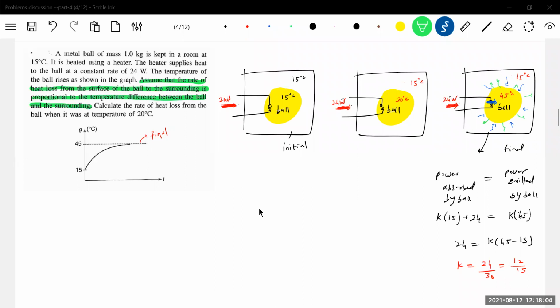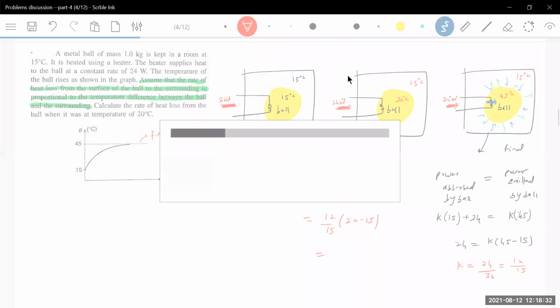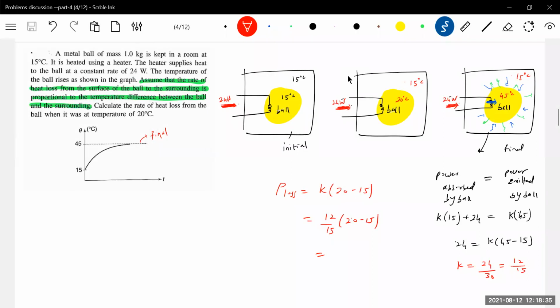I highlighted one thing. I assume that the rate of heat loss from the surface of the ball to the surroundings is proportional to the temperature difference between the ball and the surroundings. He has given that, so I'll write it. 20 minus 15 is the temperature difference between the ball and the surroundings. That's what the loss is telling. Do we know the value of K? We didn't know, that's why we took the earlier method. That loss is proportional to the temperature difference. He has said that. Okay, I'm writing that equation.